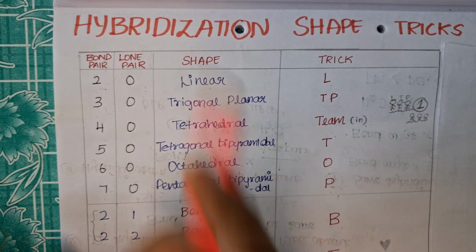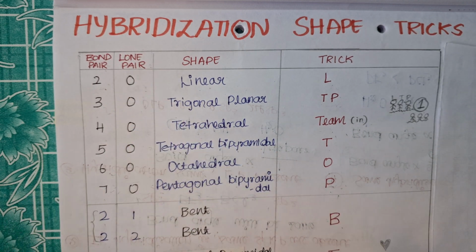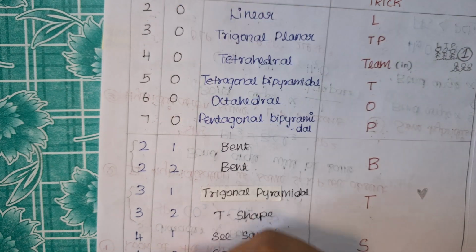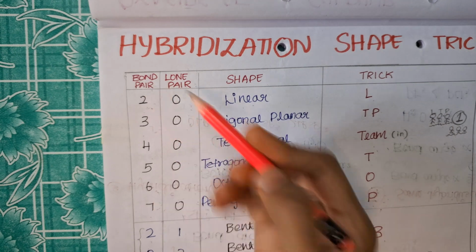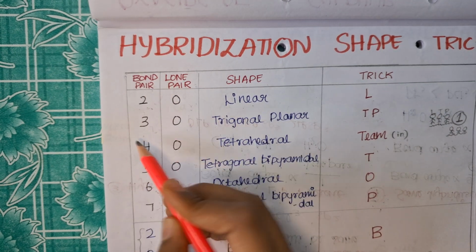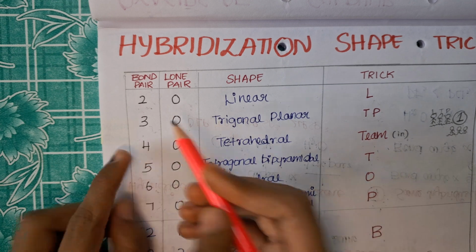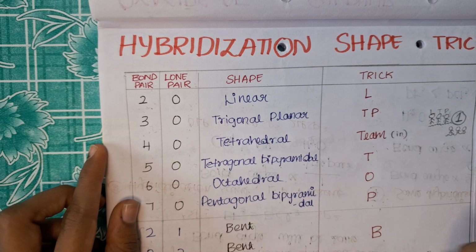So what you have to simply do is write bond pair and lone pair, okay? Here you need to write from 2 to 7, okay? 1 will not be there for bond pair. It always starts with 2, not with 1, okay? So in bond pair, you have to simply write 2 and 0, 3 and 0, 4 and 0, 5 and 0, 6 and 0, 7 and 0. What does it mean? If bond pair is 3 and lone pair is 0, what is the shape? That's how we need to relate, okay?